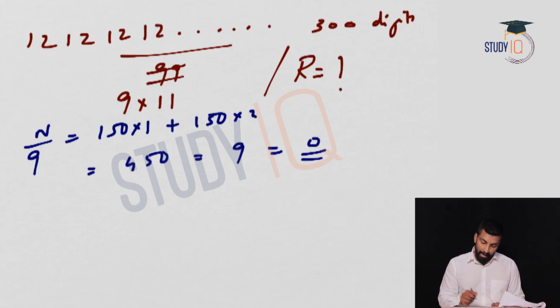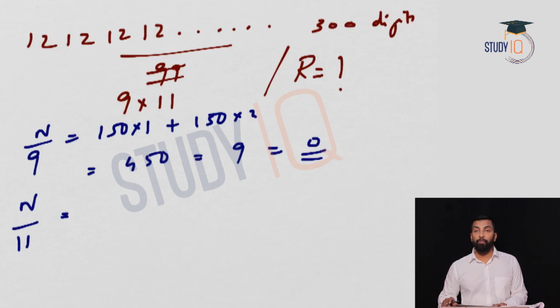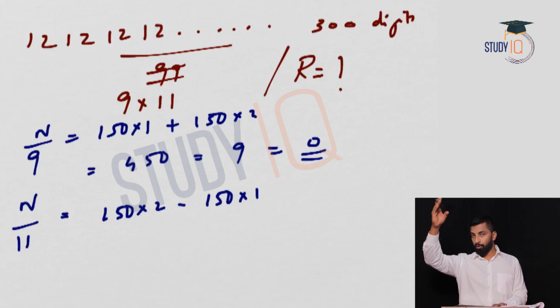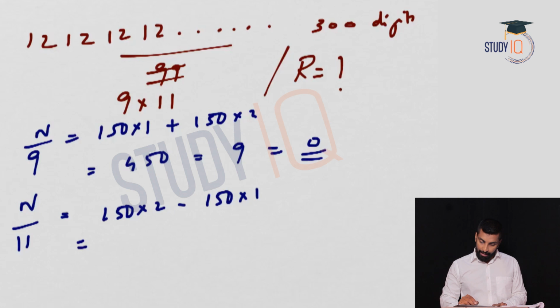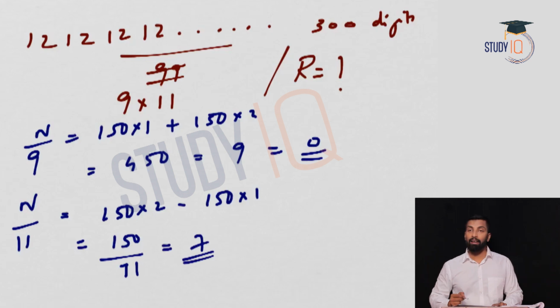I hope you understood. Similarly, when you divide by 11, you need to find out, right? How will you find it out? Now in case of 11, earlier in the previous case we grouped into triplets. Here you can group into groups of 1. So you get 150 into 2 minus 150 into 1. Because group into groups of 1 with plus minus, you start with plus. So 2 is plus, 1 is minus. So that's why 150 into 2 minus 150 into 1. So what you get? You get 150 divided by 11, right? Because that is greater than 11. So you get 7. So 7 is the remainder.